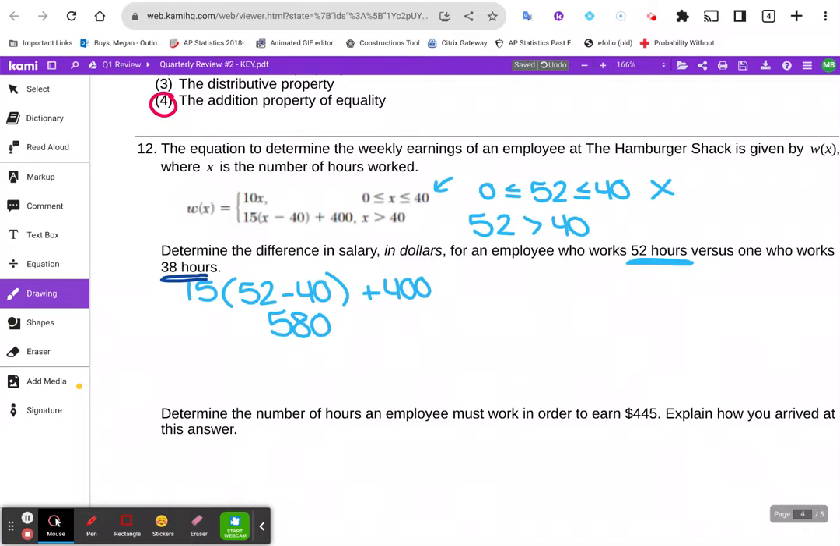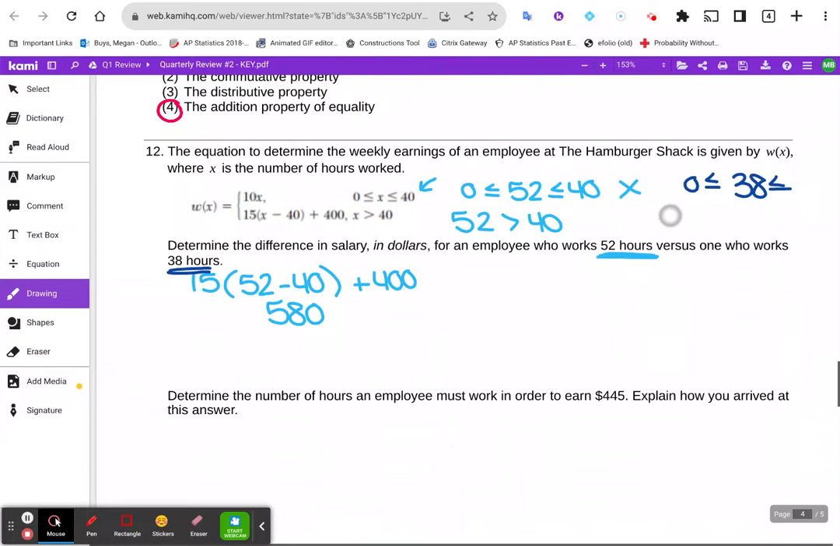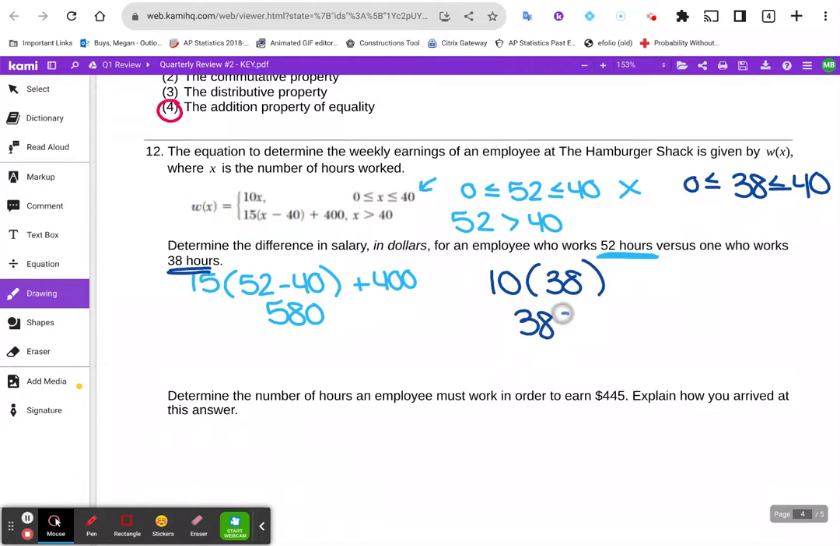In the next part, 38 does fit in between 0 and 40, right? 0 is less than or equal to 38 and it's less than or equal to 40. So I'm plugging into the first equation. So that's just 10 times 38. So that's going to get us 380. You can plug that into the calculator as well.